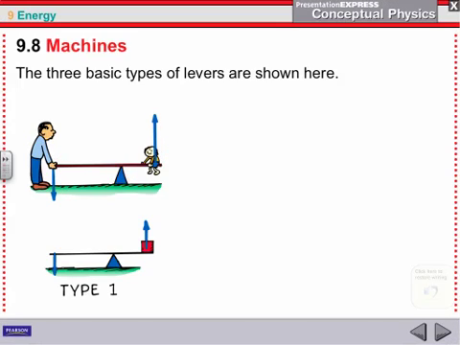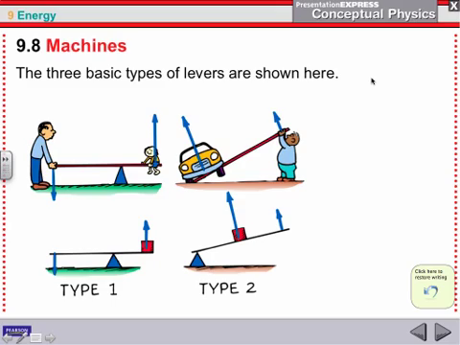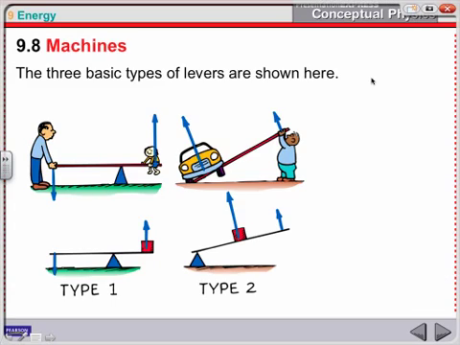In a second class lever, the fulcrum is at the end. Notice here, it's at the end. So here's my fulcrum, right here at the very end. My resistance is in the middle. Here's R. And my effort is at the other end from the fulcrum. And notice that these are going in the same direction. So second class lever, resistance is in the middle.